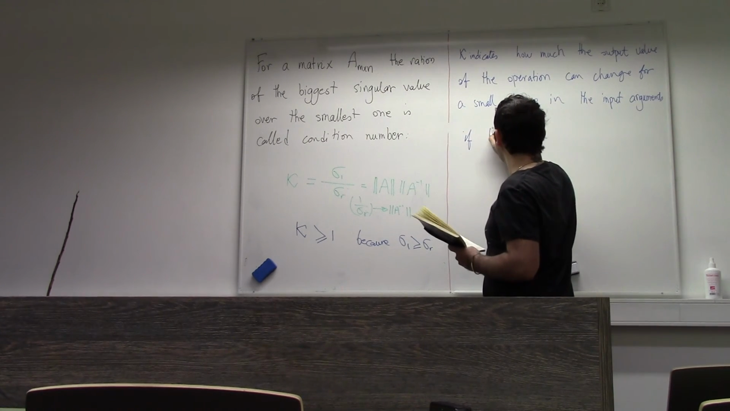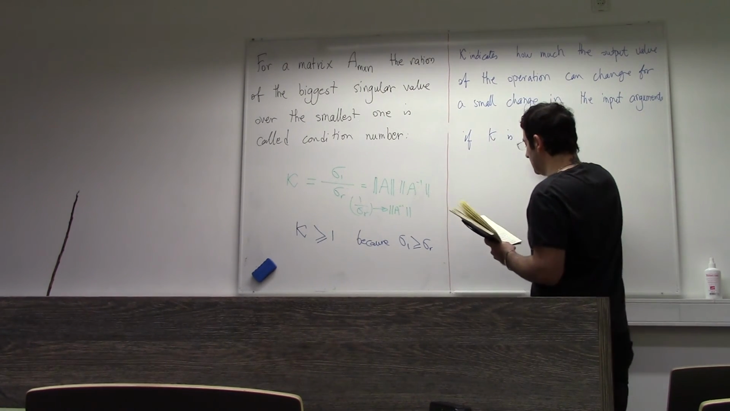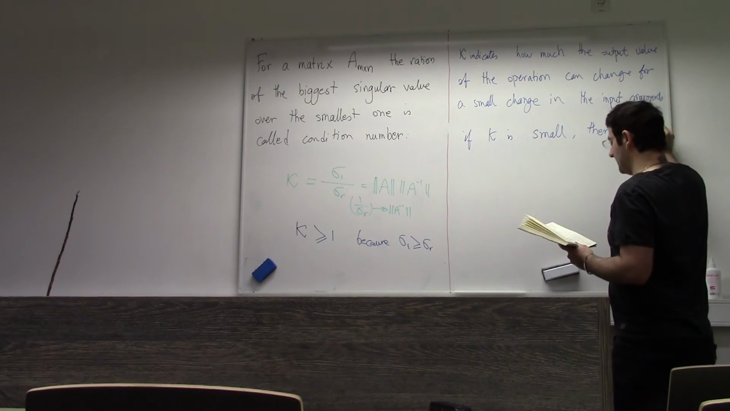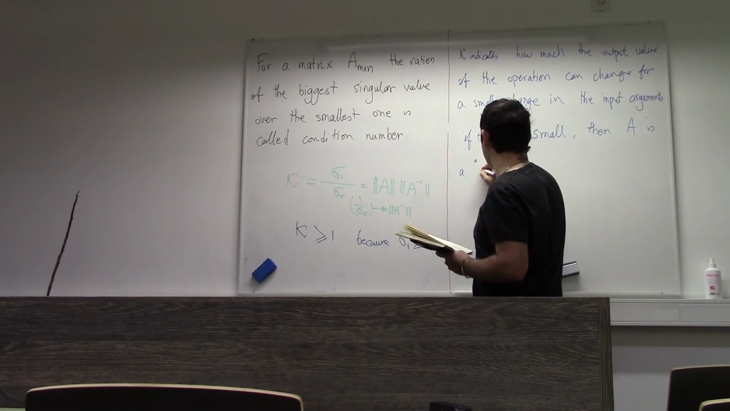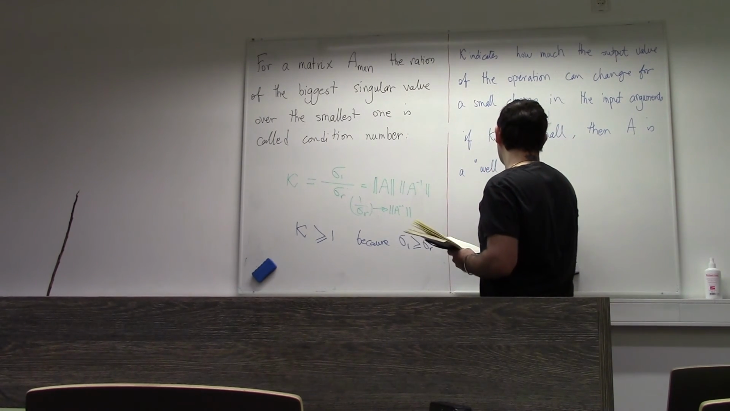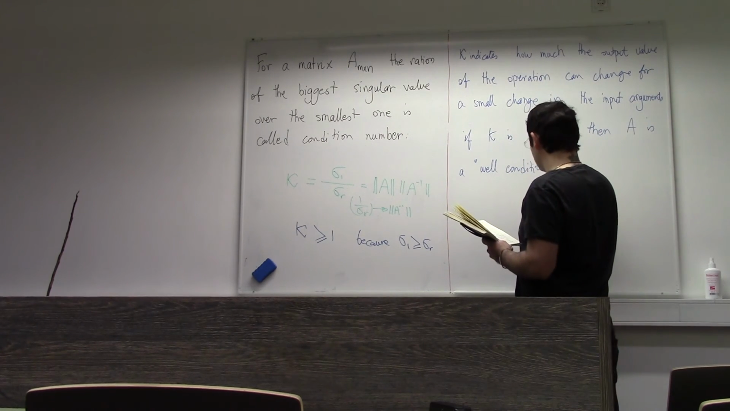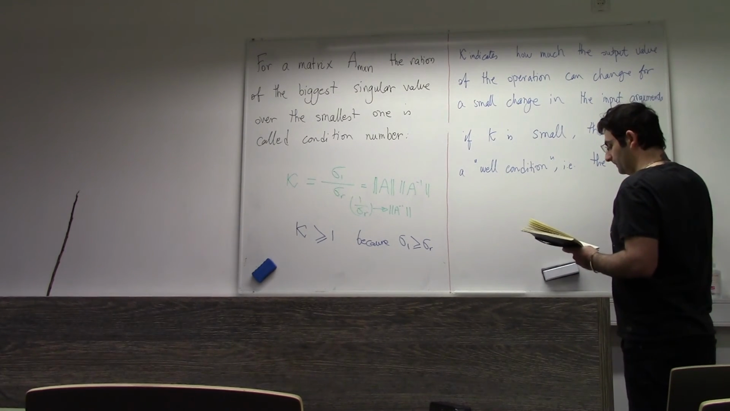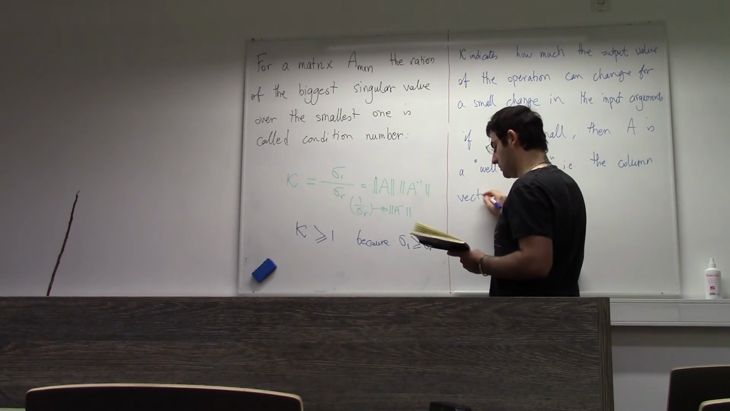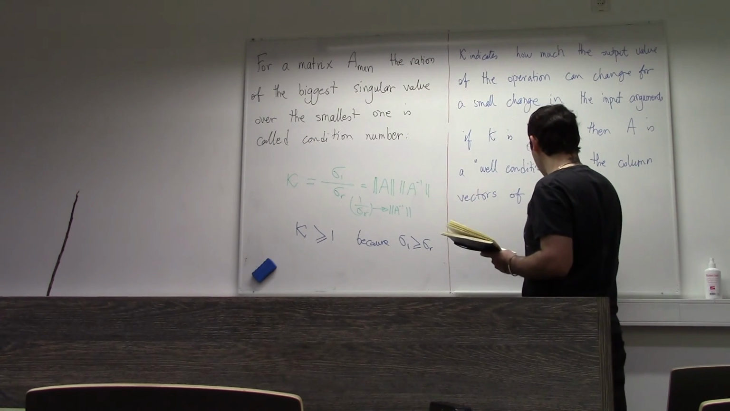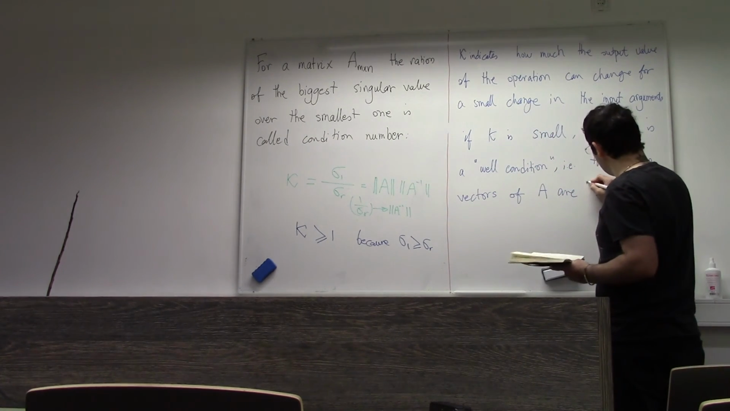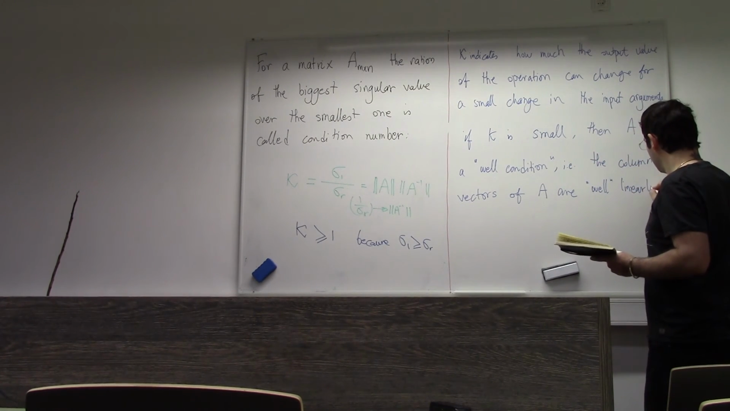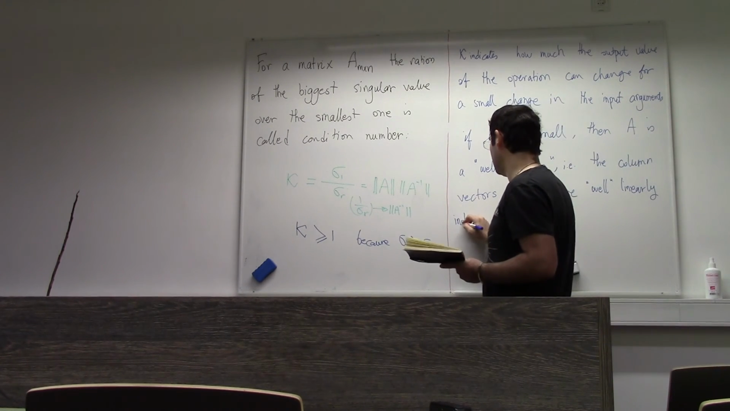If kappa is small, then A is well conditioned. In other words, the column vectors of A are well linearly independent.